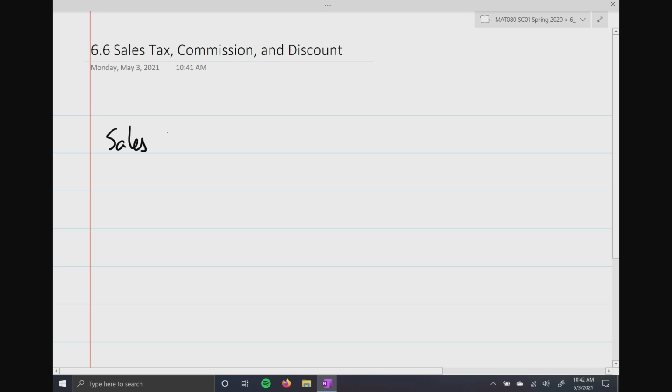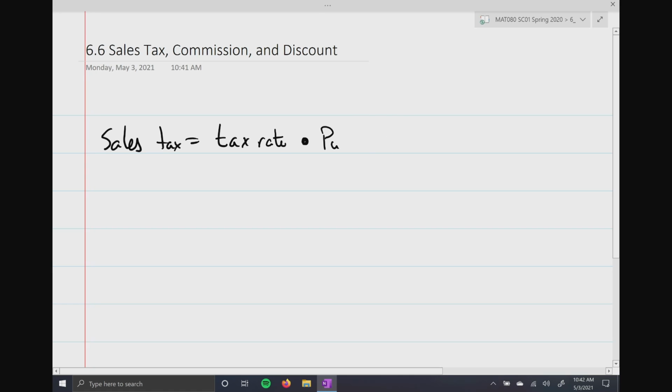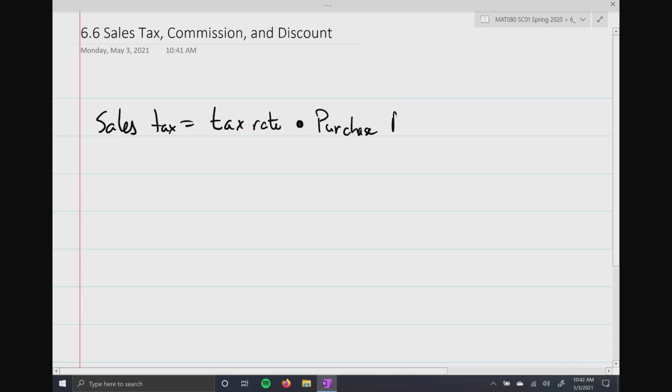Sales tax is equal to the tax rate times the purchase price. Oh, I forgot the word rate. So in Allegheny County, in fact, in Pennsylvania, our tax rate is 7%. Specifically in Allegheny County, though, because that's where we live.